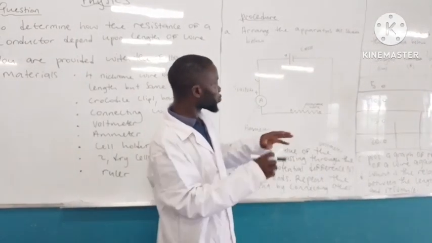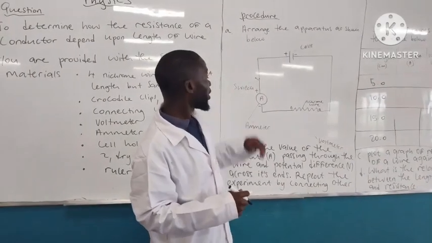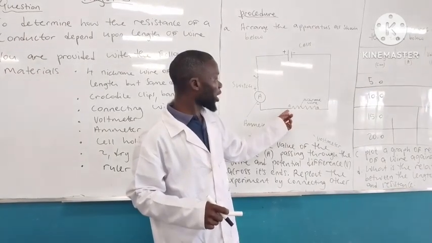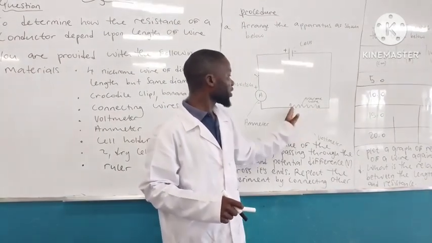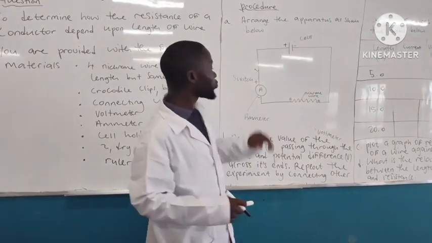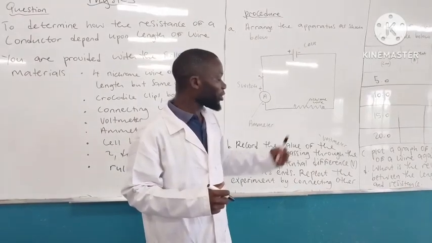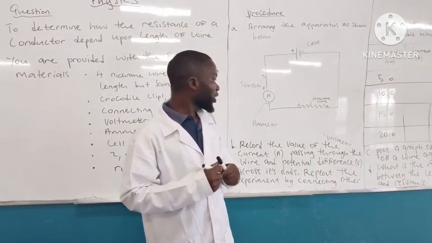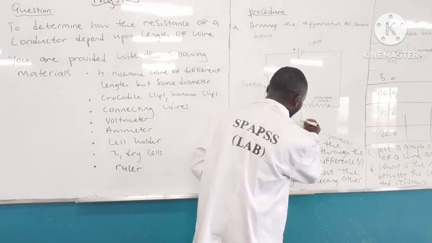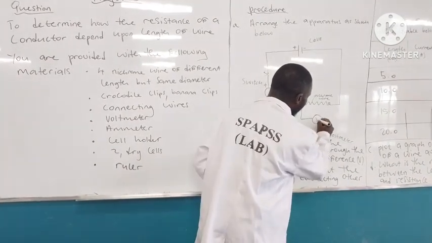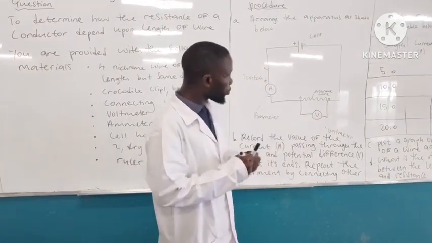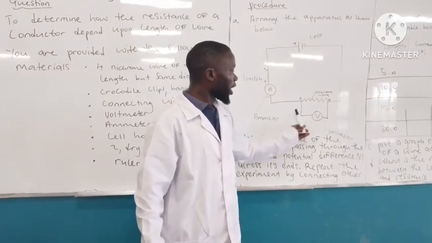But to obtain different values, different lengths of nichrome wire will be connected between A and B. So this is our nichrome wire. To answer the question of resistance, we need a voltmeter, which will help us to find voltage. A voltmeter is connected across the component, so that is why it is connected here. Our component is the nichrome wire, so we connect the voltmeter here across the component.